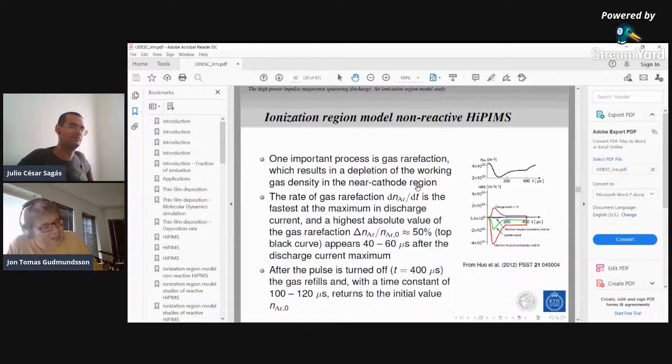We have, however, not really started to think about modeling this. But we have recently done some studies where we have been playing with the shape of the pulse. So we have developed a model where we apply another negative pulse after the main pulse to play with how many neutrals we create to increase the deposition rate.